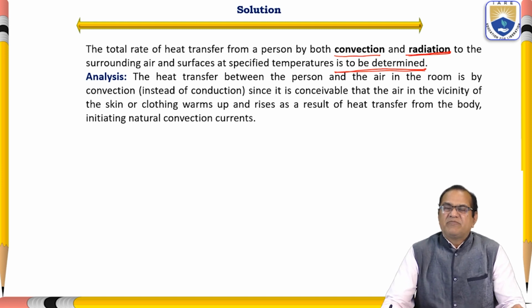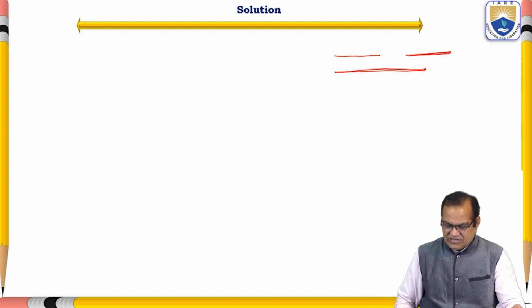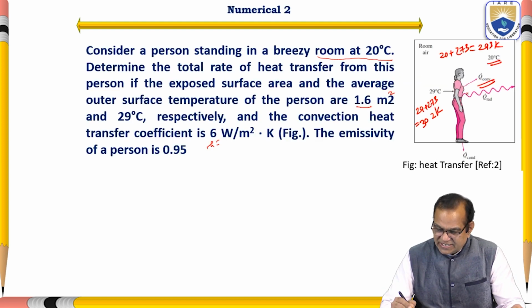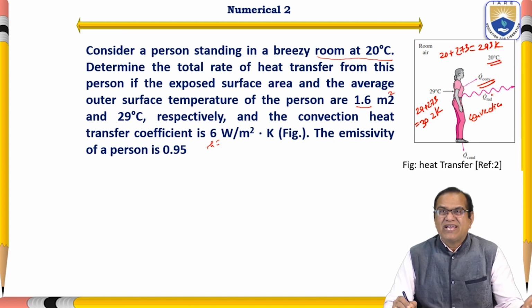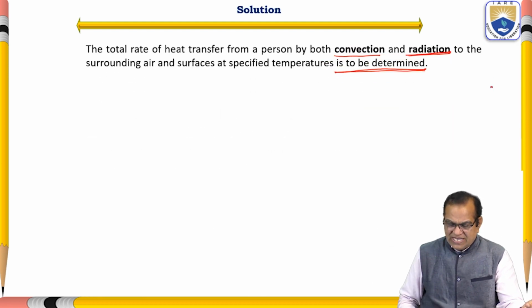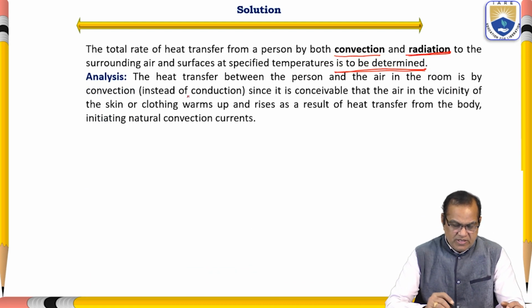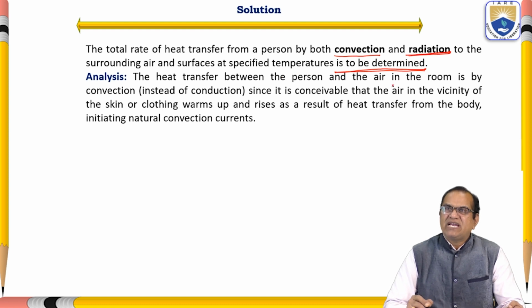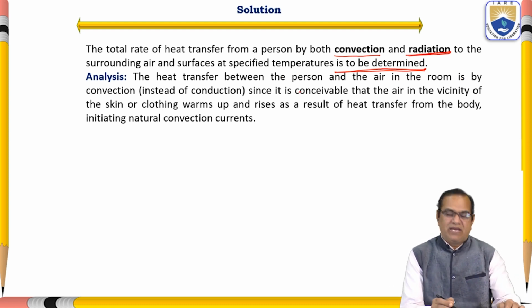The heat transfer between the person and the air in the room is by convection instead of conduction. So if you can see this diagram here, it is the convection. Here the convection is taking place because the temperature is moving by the air. We cannot assume it as conduction. So the heat transfer between the person and the air in the room is by convection.